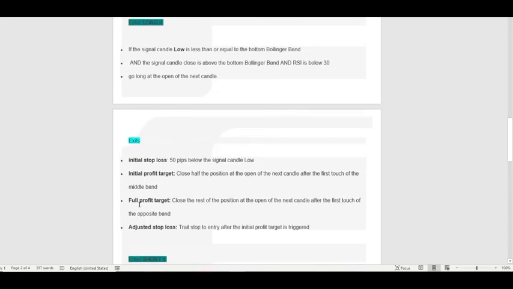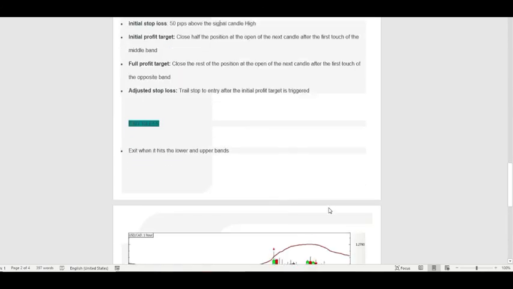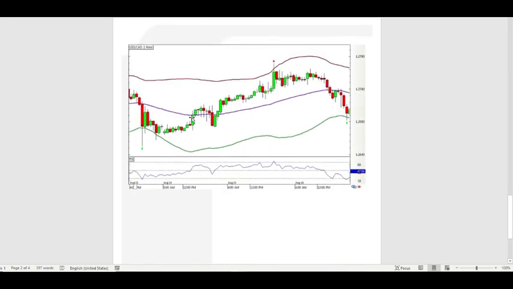So your initial, you close the half of the position at the opening of the next candlestick after the first touch. It should first touch this, then you need to wait on the opening of the new candlestick. When it opens here, that's where you close your 50% position. So you close twice here on this strategy.